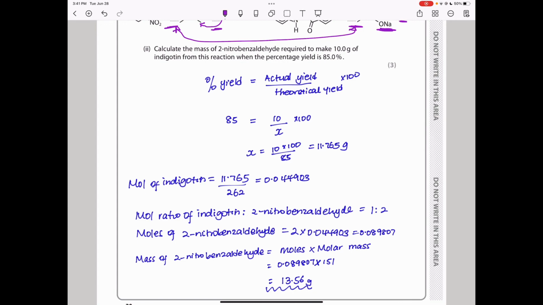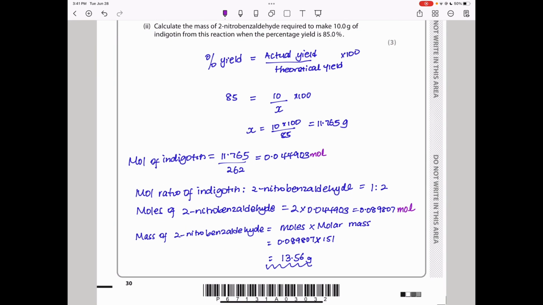I better put mole here and mole here so you guys can see the units. Now that I have the moles of 2-nitrobenzaldehyde, I can find the mass of 2-nitrobenzaldehyde, which will be the number of moles times molar mass. And this is going to be the moles times 151, which is the molar mass of 2-nitrobenzaldehyde. And in the end, I get 13.56 grams. So that is the mass we were looking for. Allow me to go to the next part.